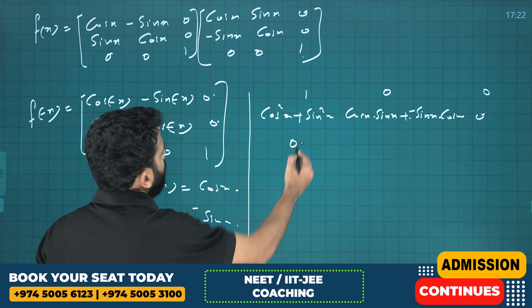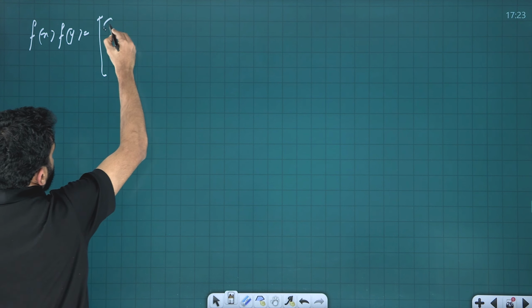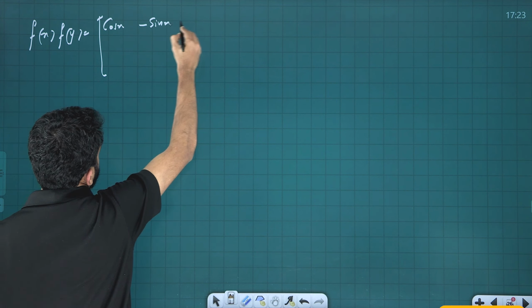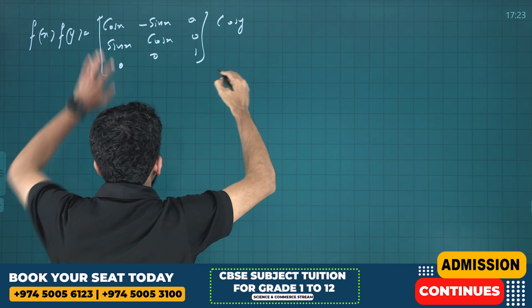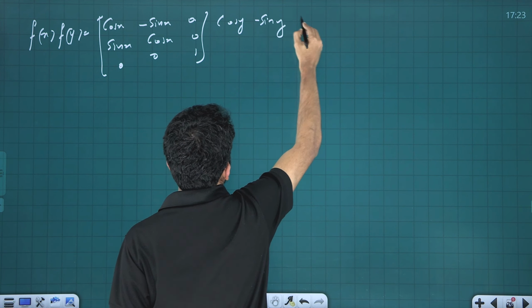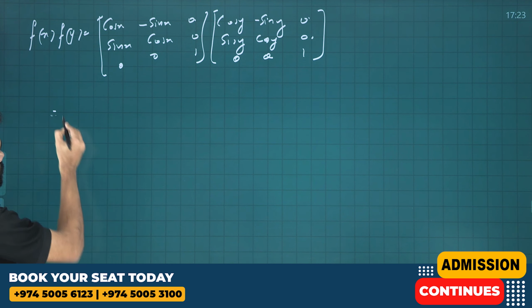We need another slide for that one. Slightly lengthy but it's very easy. Okay. So we need to find f of x into f of y, right? That is cos x, minus sin x, 0, sin x, cos x, 0, 1, 0, 0. Okay. Again, f of y will be cos y, minus sin y, 0, sin y, cos y, 0, 0, 0, 1. Okay. And if you multiply it, what will happen?